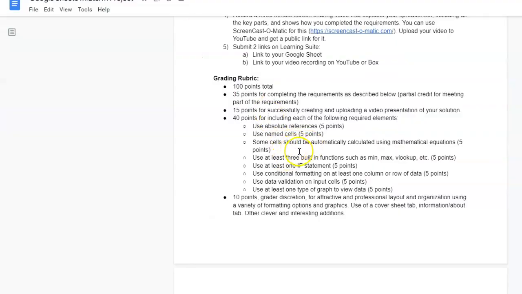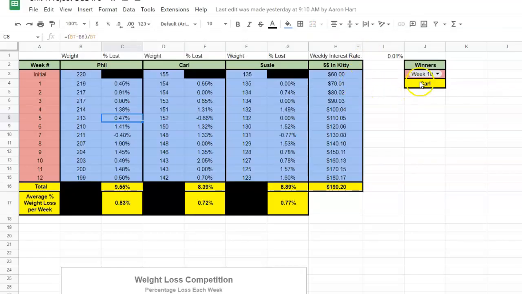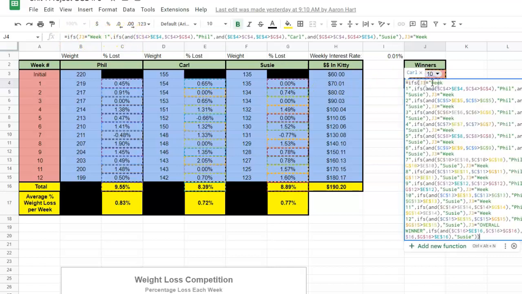And then 3 built-in functions. So first, our built-in functions are mostly here. So you'll see we have an IFS function right here, and then we have AND functions inside of that. And if I click on that, you can see everything that's used. It's just a bunch of IFs and ANDs.